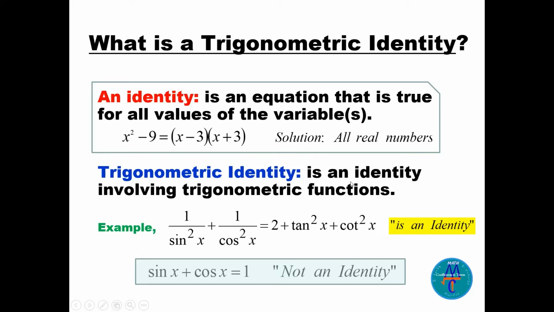A trigonometric identity is an identity involving trigonometric functions, like 1 over sine squared of x plus 1 over cosine squared of x is equal to tan squared of x plus cotan squared of x plus 2. You can show that this is a true identity. Now look here, sine of x plus cosine of x is equal to 1. This is not an identity because it is not always true. Sometimes it is true, but it should be always true.